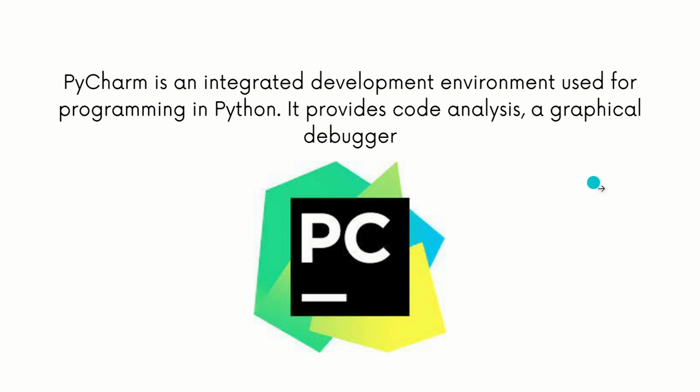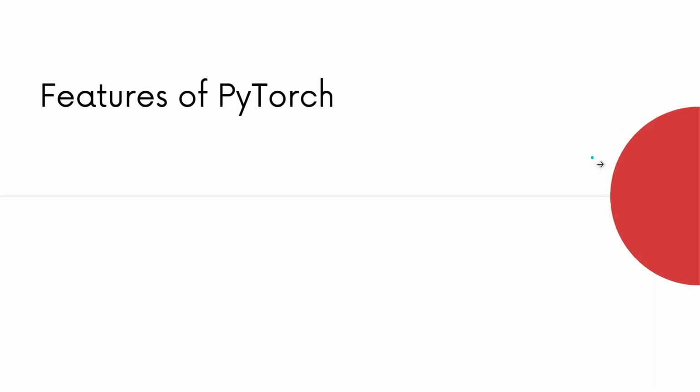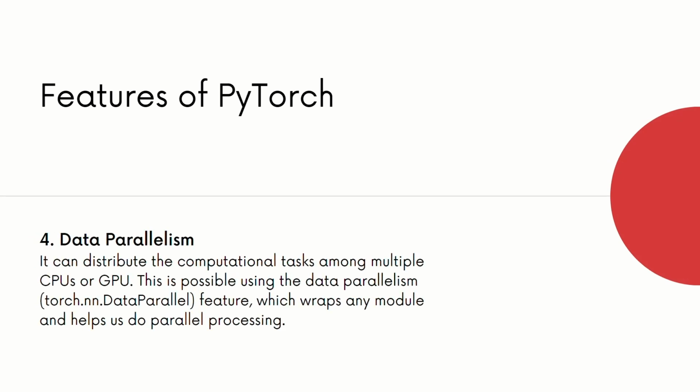So moving on to the next feature, data parallelism. Now what is data parallelism? It means that PyTorch can distribute the computational tasks among multiple CPUs or GPUs. CPU is central processing unit and GPU is graphical processing unit. This is only possible because of the data parallelism feature, which wraps any module and helps us do parallel processing.